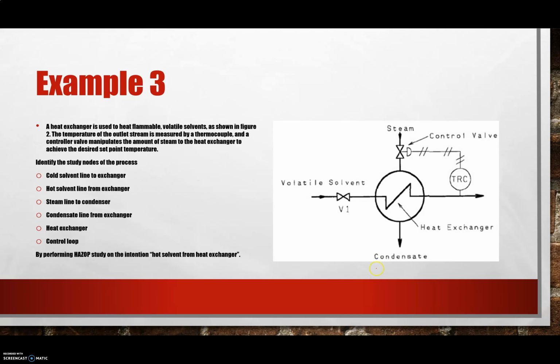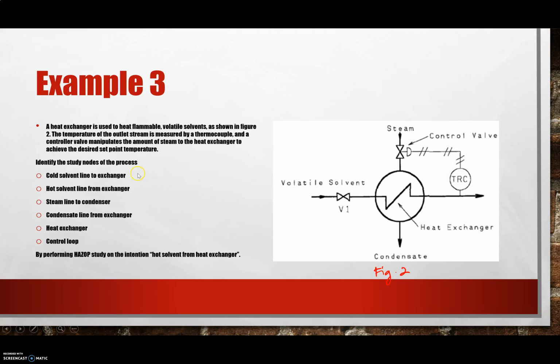The temperature of the outlet stream is measured by a thermocouple, and a control valve manipulates the amount of steam to the heat exchanger to achieve the desired set point temperature. You have your control valve, steam going in, and volatile solvent also going in through valve number 1, with control by the steam. So identify the study nodes of the process.